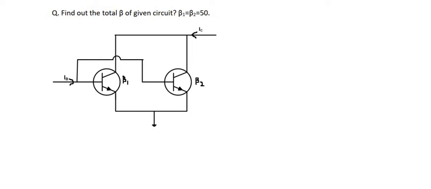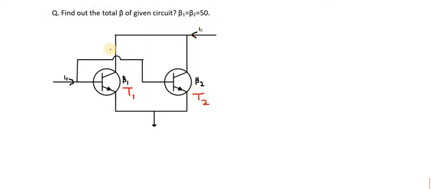So let us start with a new question. Find out the total beta of the given circuit. Beta 1 is equal to beta 2 is equal to 50. Now here two NPN transistors are given. I can write this transistor as T1 and this transistor as T2. T1 transistor beta is given as beta 1 and T2 transistor beta is given as beta 2.